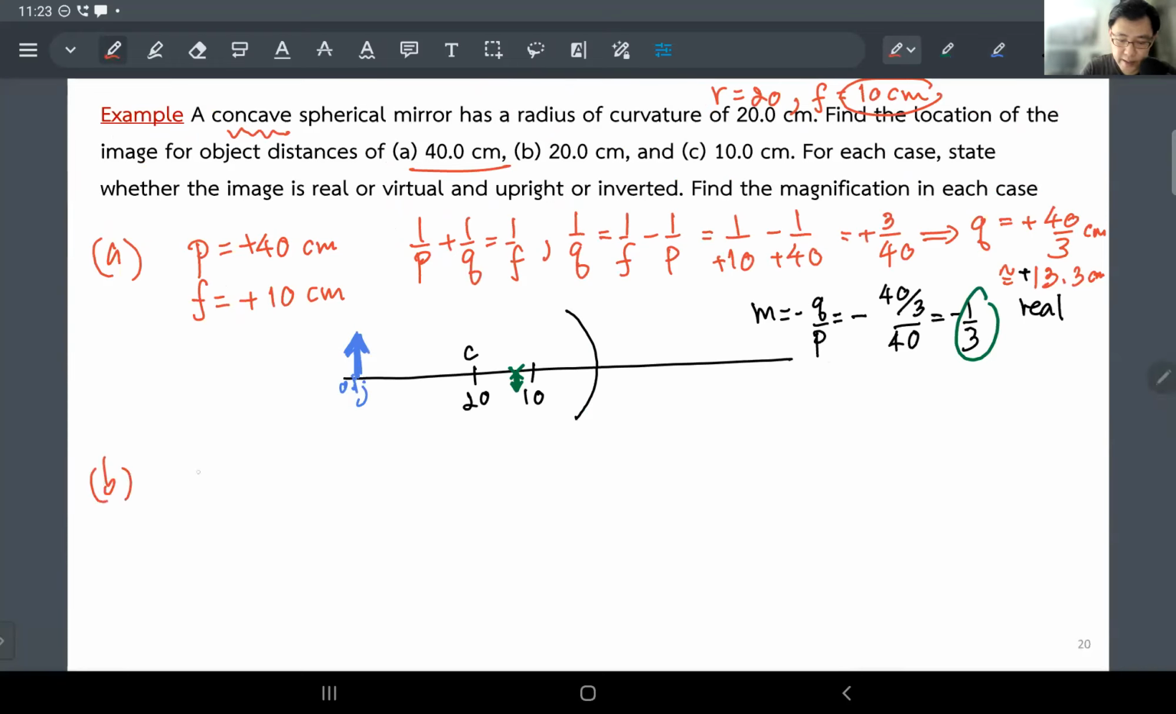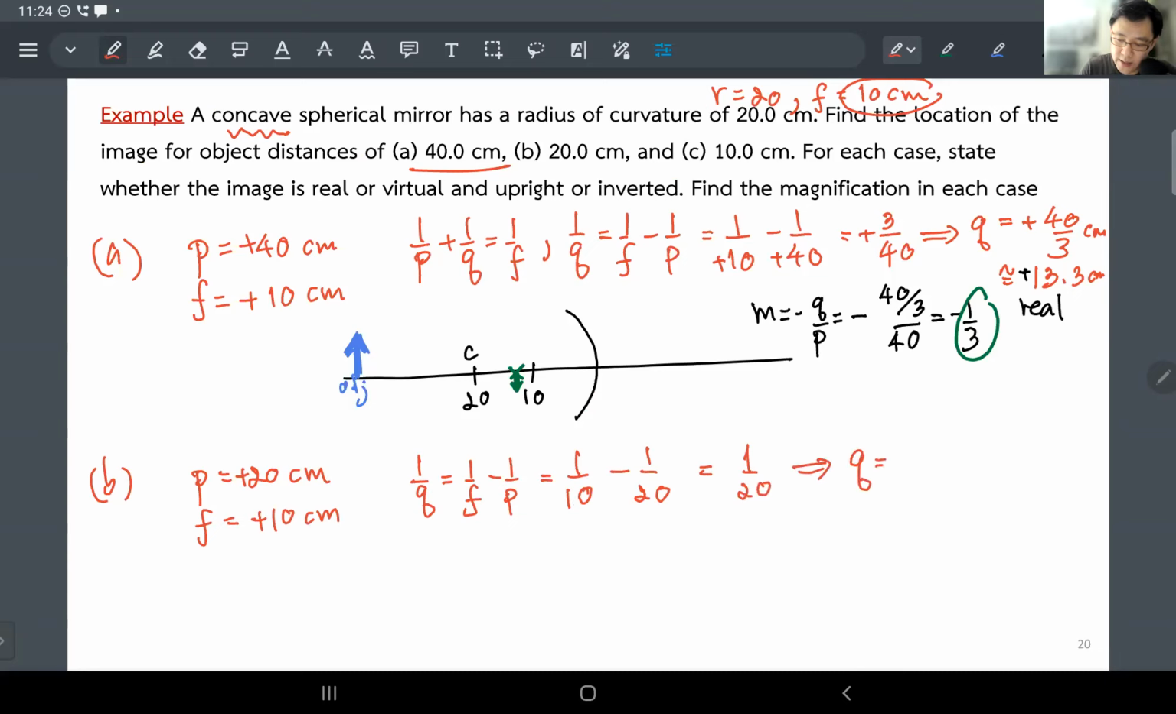Everything will look exactly the same, except now you move your object distance to 20. Your focal point is still at plus 10 centimeters. So your focal length is positive 10, and it's always positive 10 here. So once again, I can use 1 over Q equal to 1 over F minus 1 over P. 1 over F is 1 over 10. P is now 20. So now at the end, what you get is 1 over 20. And that leads you to Q equal to positive 20, not degree, sorry, 20 centimeter right there.